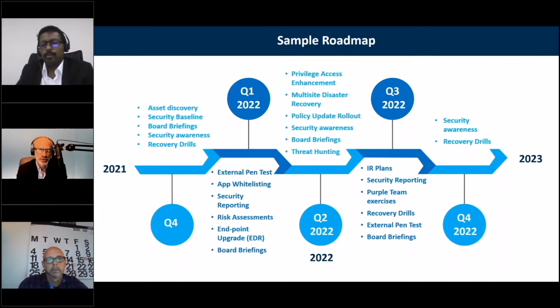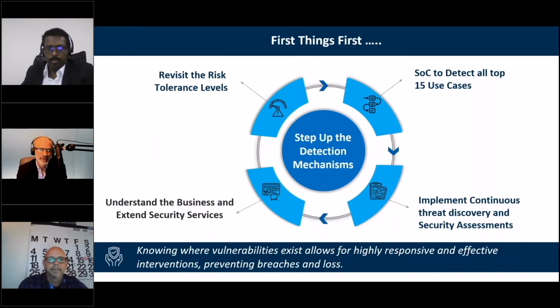Gotcha. Yeah. So show us that first things first slide. I think that's what you're talking about, right? Indeed. Yeah, I see. Revisit the risk tolerances, SOC to detect all top. This is where you have a risk profile. What's the process you would go through here? What would you call that? A risk assessment kind of thing? Yeah, risk assessment. Then take it from there. Start looking at what they have currently, right?